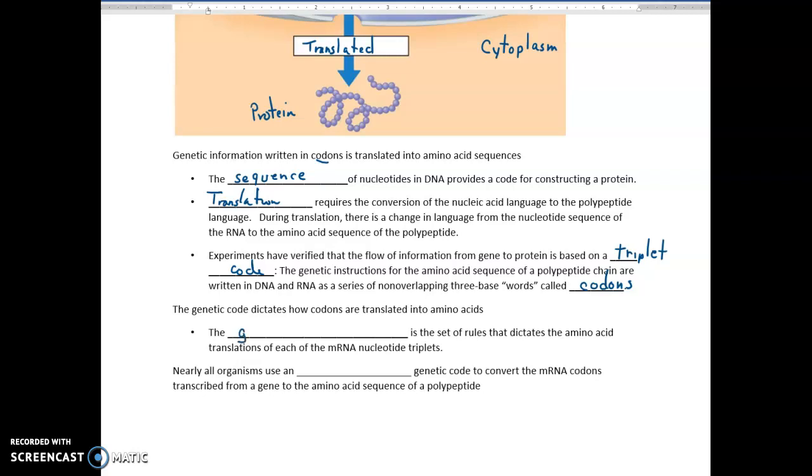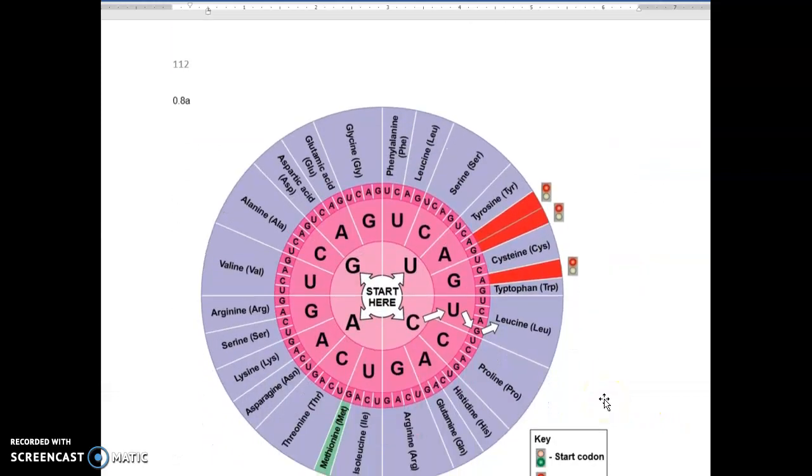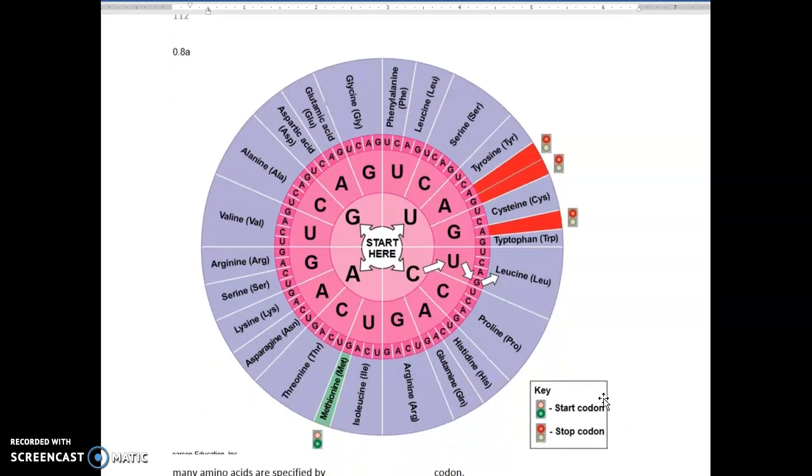So the genetic code is a set of rules that dictates the amino acid translations for each of the mRNA nucleotide triplets. So nearly all organisms use an identical code. And this is the code. It's right down here. This is like the Rosetta Stone from nucleic acids to proteins.